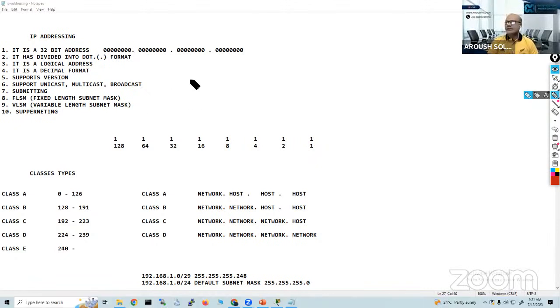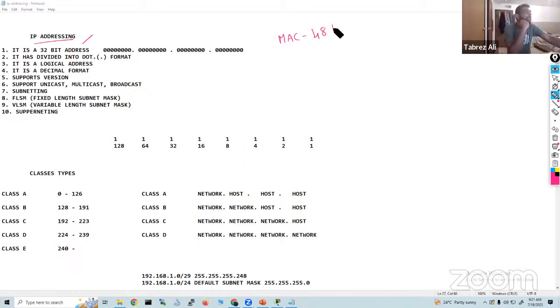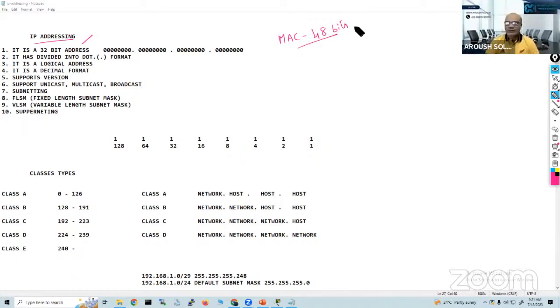So first understand. As we had discussed in the last session regarding IP addressing, it is a 32-bit size, the size of the IP address. What is the size of a MAC address? 48-bit. Yeah, 48-bit is the size of the MAC address. So IP address size is 32-bit. If you talk about IPv6, it is 128.